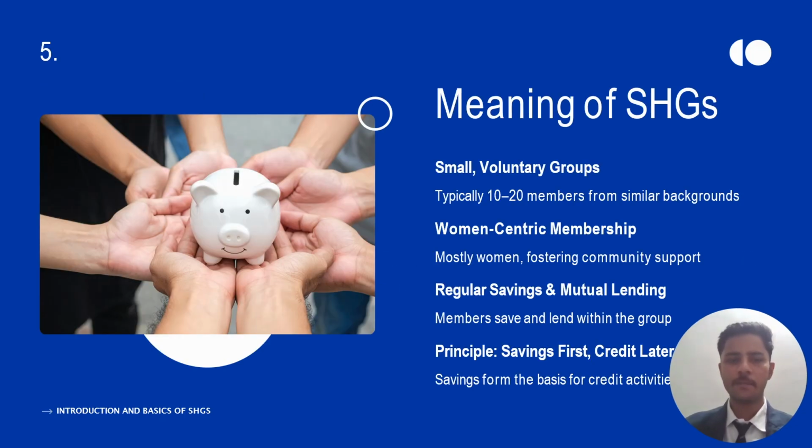Now let's take a look at the meaning of self-help groups. A self-help group is a small voluntary group, usually consisting of 10 to 20 members from similar socio-economic backgrounds. Most self-help groups are women-centric, which helps in building community support and empowerment. Members regularly save money and lend it to each other. So the basic principle followed here is savings first and credit later.